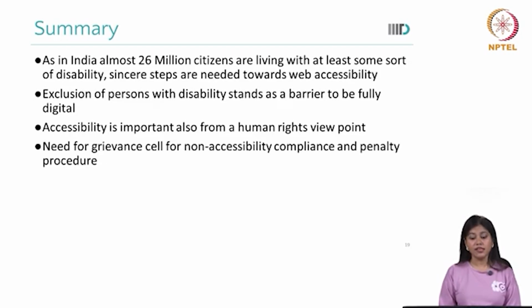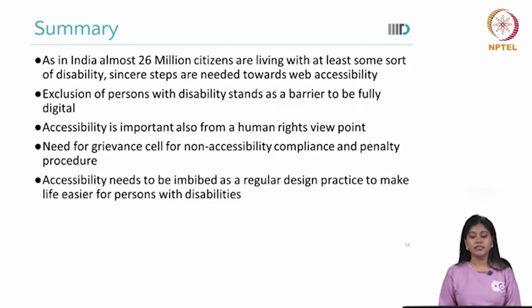There is a need for a grievance cell for non-accessibility complaints and a penalty procedure. So there should be a grievance cell where we should be able to complain if the accessibility guidelines are not met or it is not perceivable to us. Accessibility needs to be imbibed as a regular design practice to make life easier for persons with disabilities. But I say it's not only for people with disabilities, it's for everyone. We can be in that position as well. That can be us. That is not for one, that is for all.